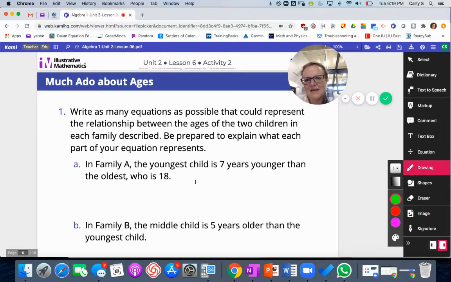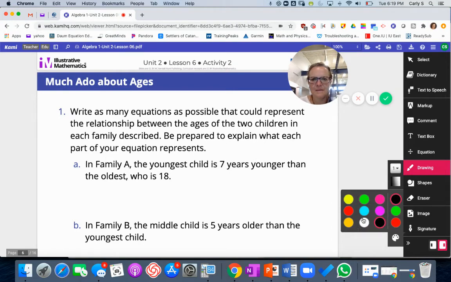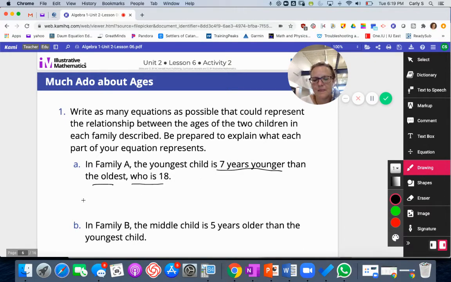Let's do this slide. Write as many equations as possible that could represent the relationship between the ages of the two children in each family described. Be prepared to explain what each part of your equation represents. So for family A, the youngest child is 7 years younger than the oldest, who is 18. See how I did that? When I said the word "is," I wrote an equal sign, which is very normal. The youngest child is 7 years younger than the oldest child, who is 18.